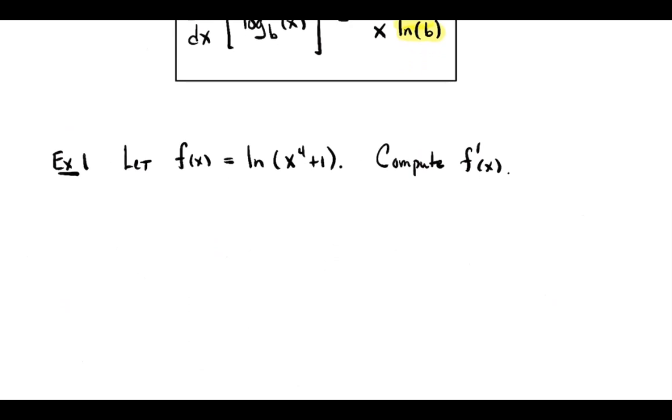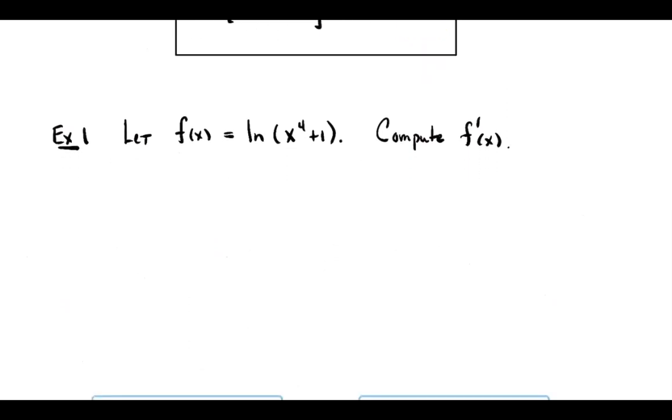Here I've got a function f of x. It's the natural log of x to the 4th plus 1. Let's compute its derivative. All right, this is a chain rule problem because I've got inside the natural log this polynomial function x to the 4th plus 1.